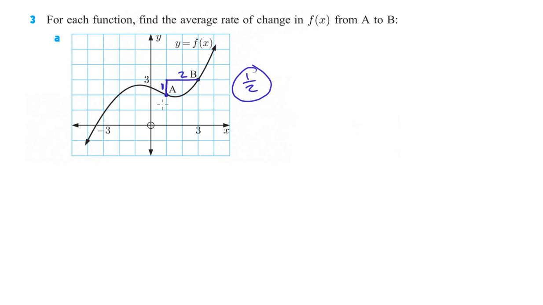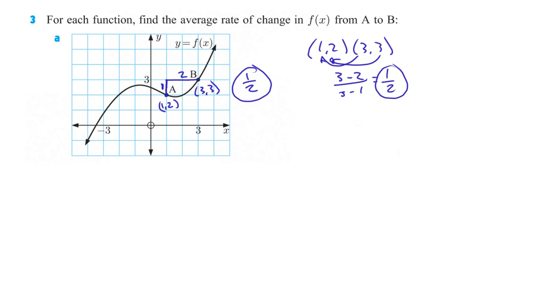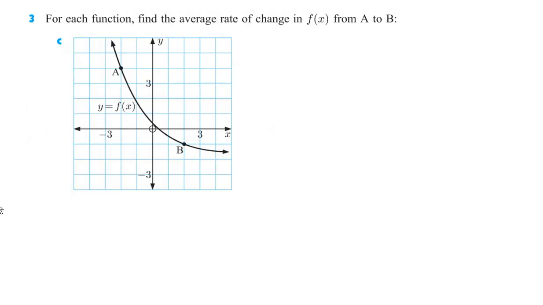Another way to do this is to use the points. This is (1, 2), and this is (3, 3). So we could do (1, 2), (3, 3), 3 minus 2 over 3 minus 1 gives us 1/2 that way too. Okay? All right, last one to look at.